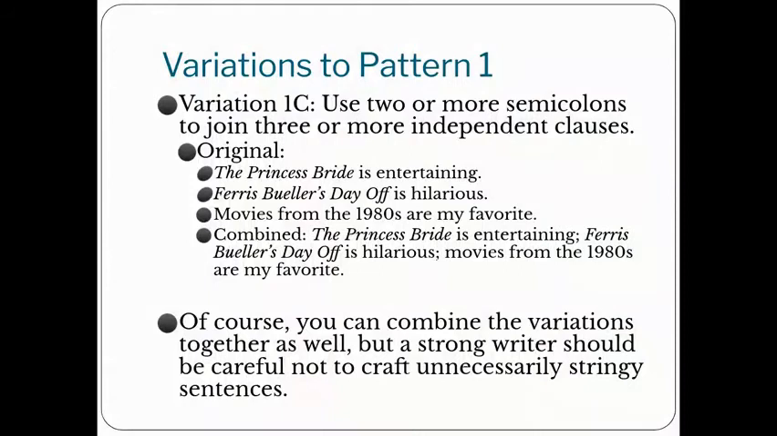Variation 1C, last one for today. It uses two or more semicolons to join three or more independent clauses. Obviously, if you keep adding too many of these together, it can be confusing for your reader. It feels overloaded.